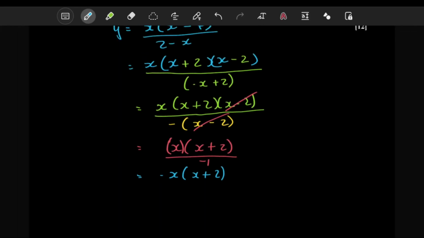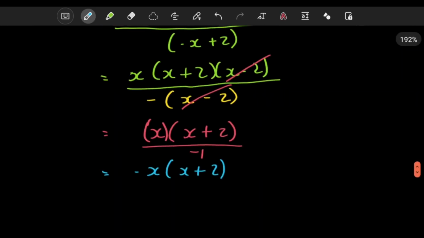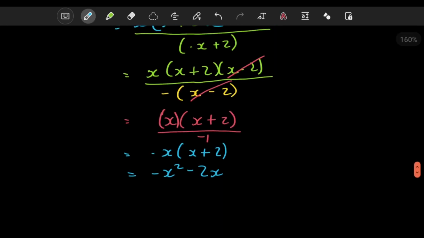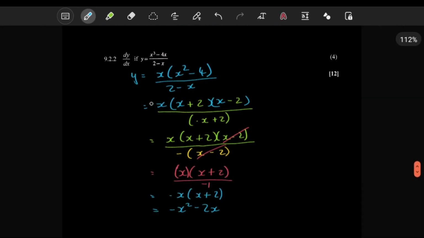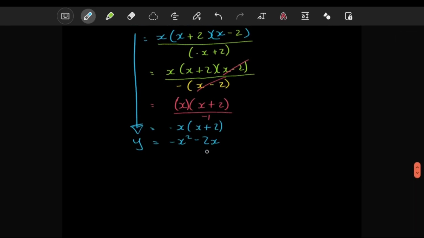Whew, okay. So now what? Anyways, carrying on, you can multiply it inside. It's going to be -x² and then -2x, like that. So you have not differentiated, you have just been simplifying. Everything here is just equal to y.